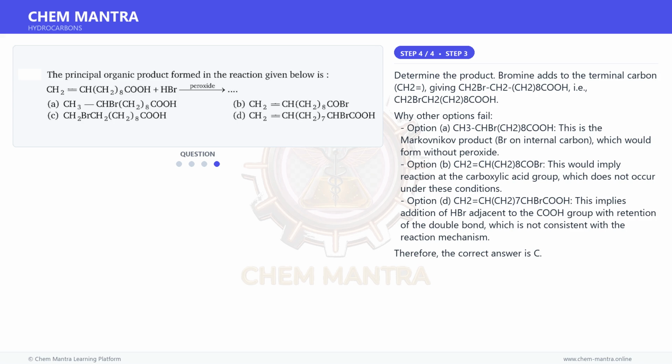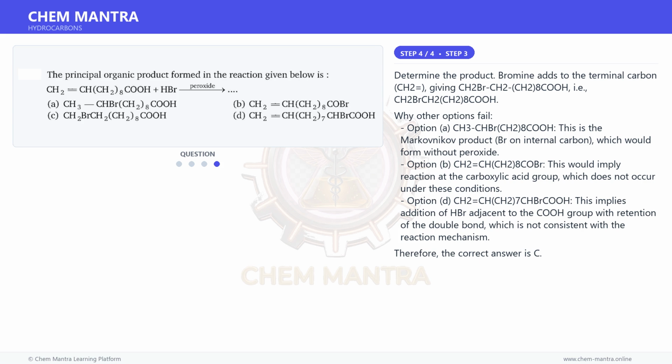And for the final step, determine the product. Bromine adds to the terminal carbon, CH2=, giving CH2Br-CH2-CH2-(CH2)8-COOH, i.e. CH2Br-CH2-CH2-(CH2)8-COOH. Why other options fail?